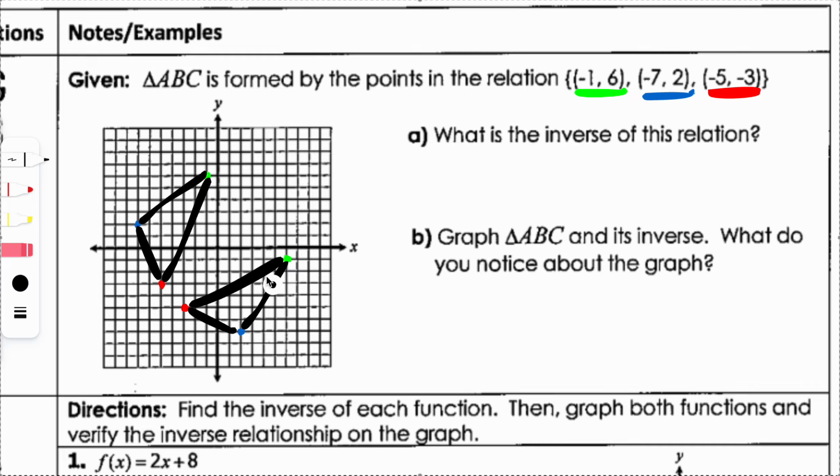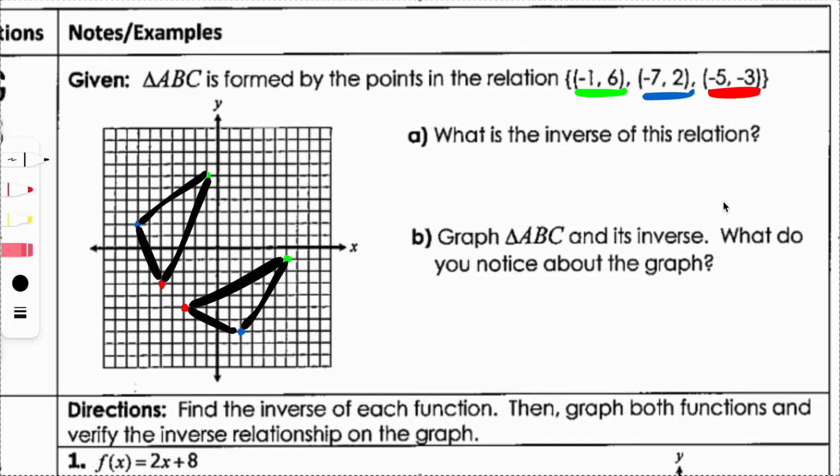Okay, so we found the inverse of this relation, we graphed it. And what you could do right here is just write the set of points that we just graphed. So -6, -1, 2, -7, -3, -5. I just don't want to write, but you should probably write that down. And we just graphed it.